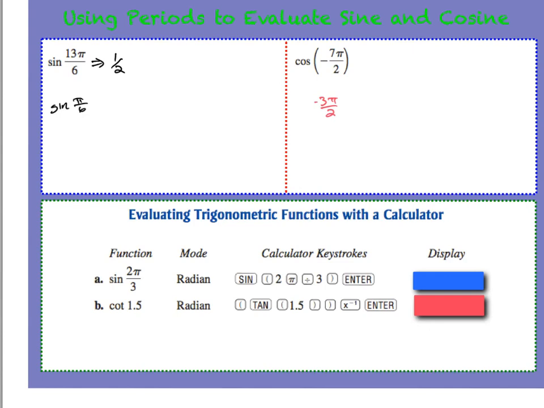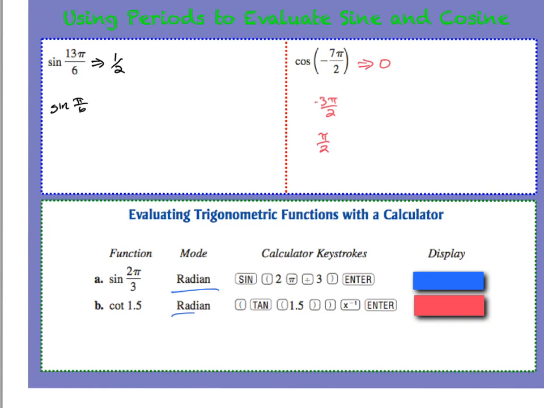Is negative 3 pi over 2 on my unit circle? No. So what do I do again? I add another 2 pi. So what do I get? I get pi over 2. Now, is pi over 2 on my unit circle? Yes. So that time I had to use how many periods? 2. All right, 2 cycles. So now pi over 2, what's the cosine of it? 0, because cosine deals with what? The x.